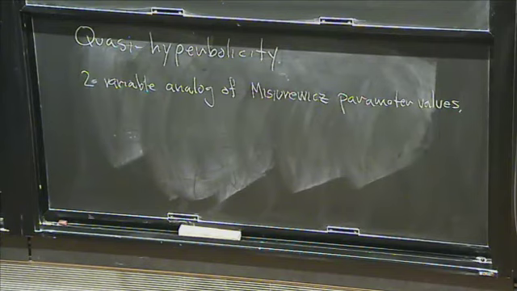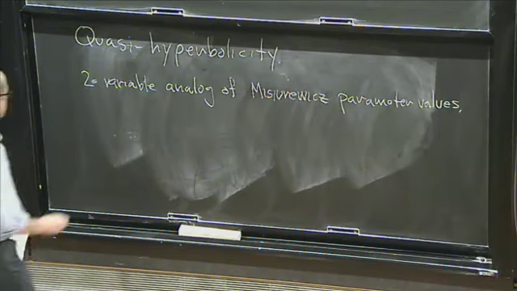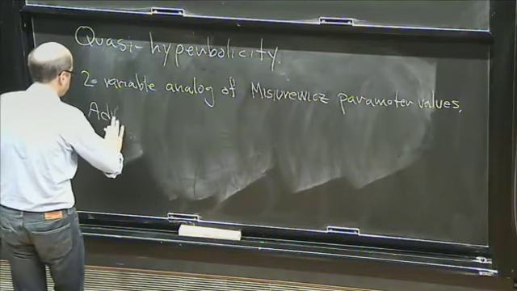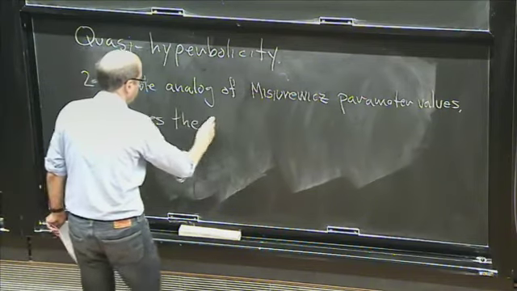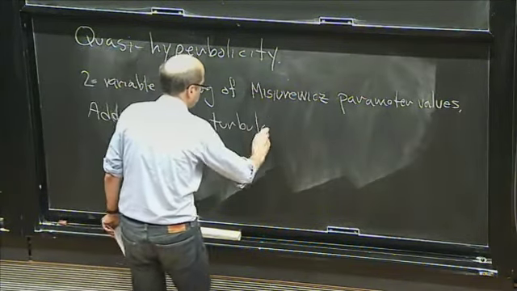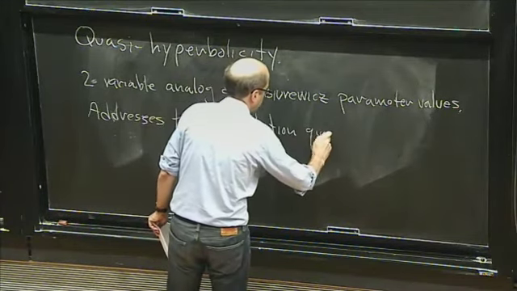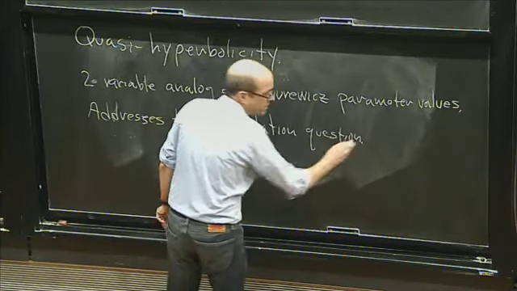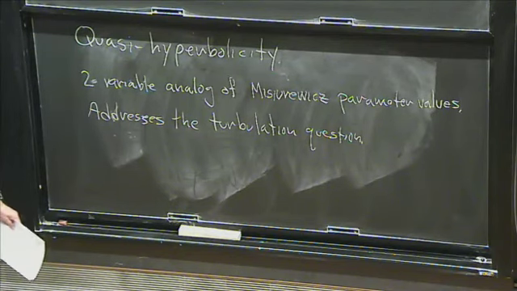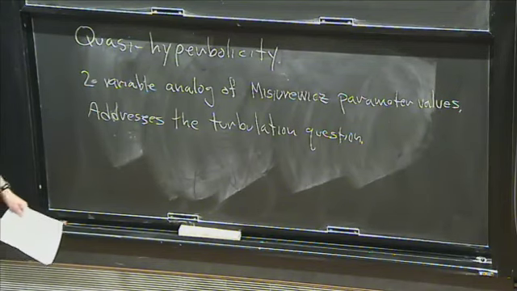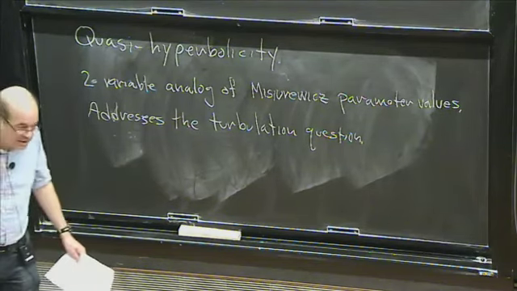Okay, so it's a two-variable analog of the Misiurewicz parameter values, and in some sense, it addresses the turbulation question. It tells us when J plus and J minus are actually filled with manifolds, as opposed to containing lots of manifolds and who knows what else. Okay, so my time is short.